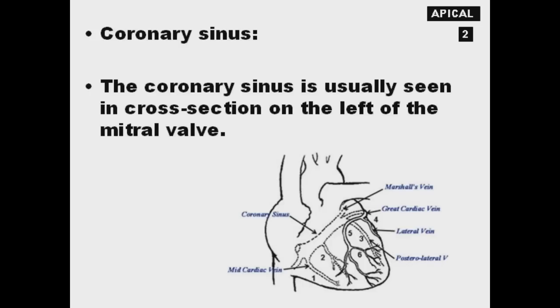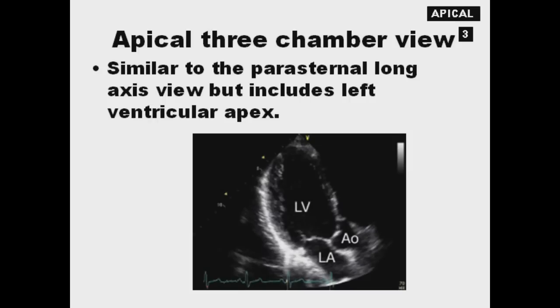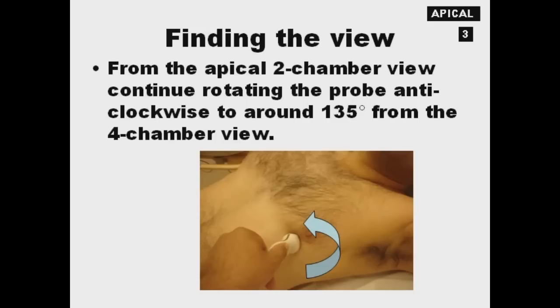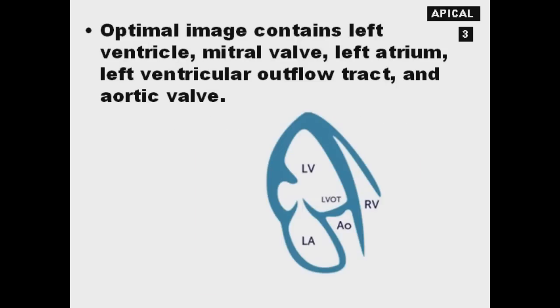Its observation is not part of the most common cardiac ultrasound protocols. Apical three chambers view is similar to apical two chambers view, with the addition of the aorta. Left atrium, left ventricle, aortic valve, mitral valve, and pericardium are the cardiac structures that you can see in the three chambers view. To find the view, rotate the transducer more until the aorta appears on the right side of the image. Optimal image contains left ventricle, mitral valve, left atrium, left ventricular outflow tract, and aortic valve.